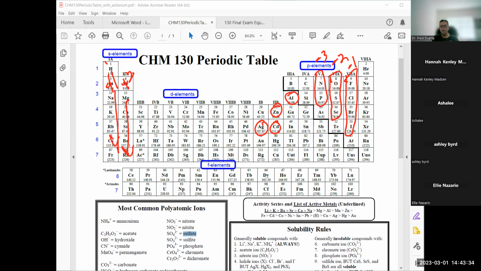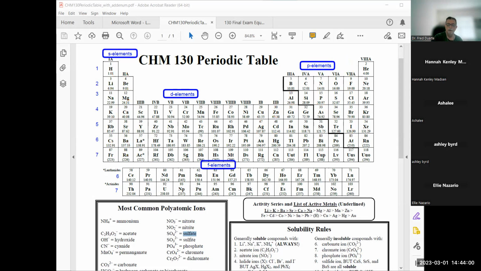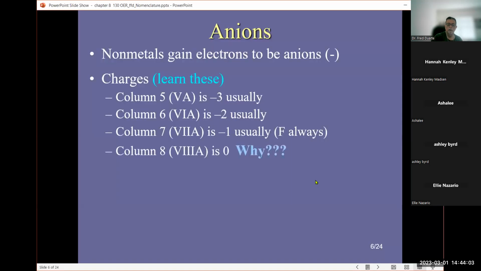For the nonmetals, recall that we changed the name. So nitrogen becomes nitride, phosphorus becomes phosphide, oxygen is oxide, sulfur sulfide, fluoride, chloride, and bromide. And of course, group number 8, those are the noble gases, and there's no oxidation number there.